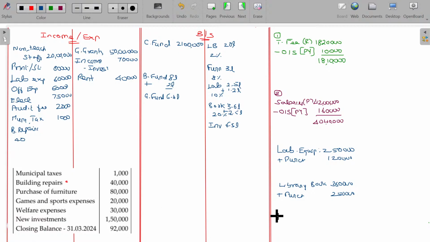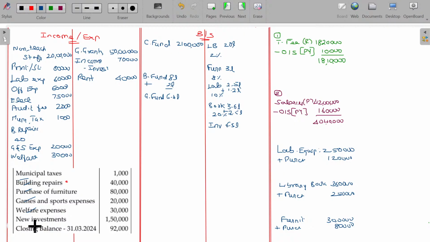Purchase of furniture. Let's go for the furniture. Furniture is an asset. Already we have furniture worth 3 lakhs. Now there is a purchase of new furniture in this year, for which the payment is 80,000 rupees. Games and sports expenses. You have to write along with me. This value being 20,000. Welfare expenses, this value being 30,000.